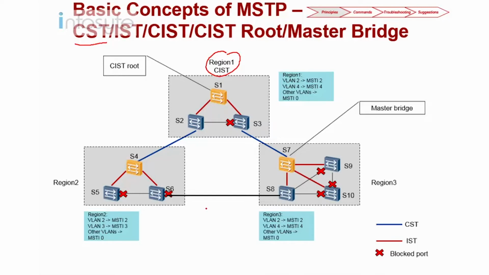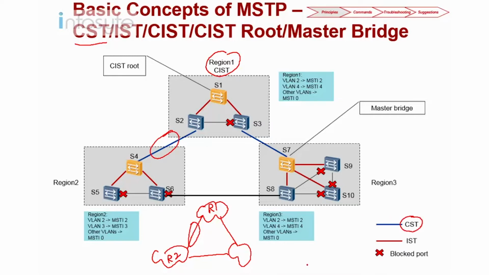And think of this switch inside a cloud, and they are all connected together. So between region number 1 and region number 2, they are actually connected through this blue color line. This is called CST. So here we have a blue color line, and here we have a CST.